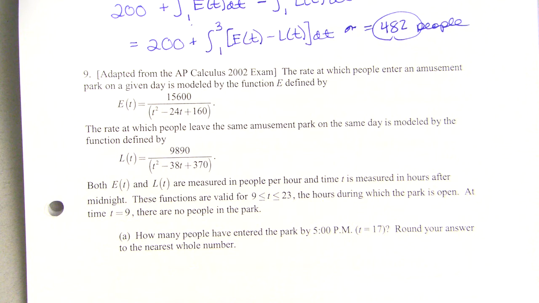Okay, so let's take a look at part A. I want to figure out how many people have entered the park by 5 p.m. The park opens at 9 a.m. and I want to know how many people have entered by 5 p.m., or t equals 17.